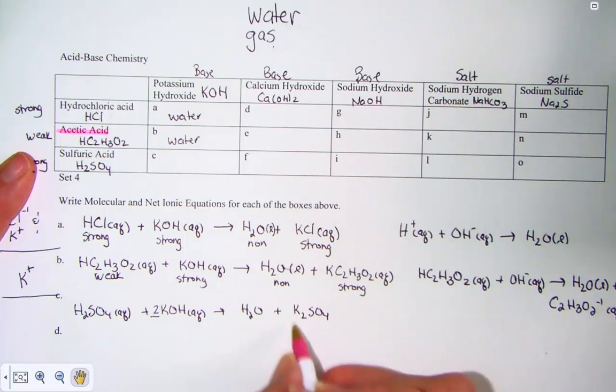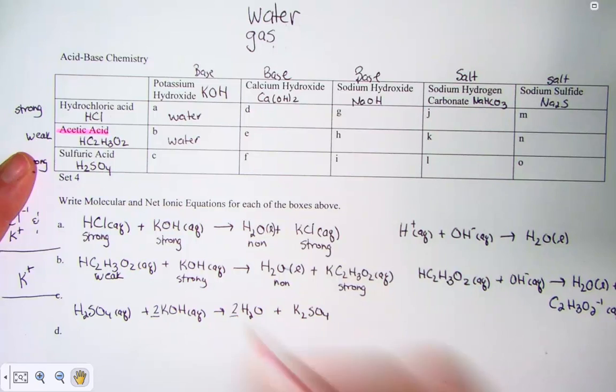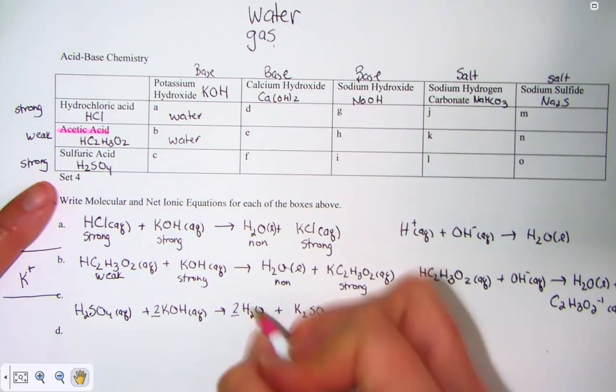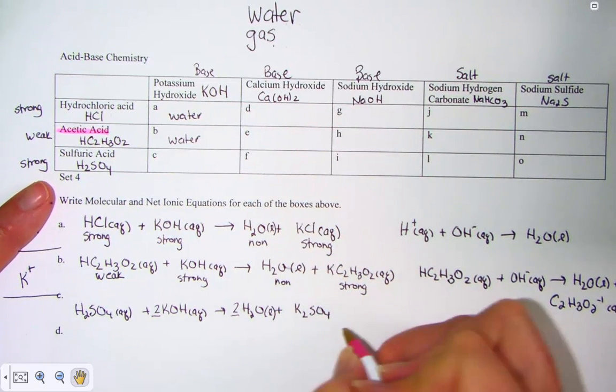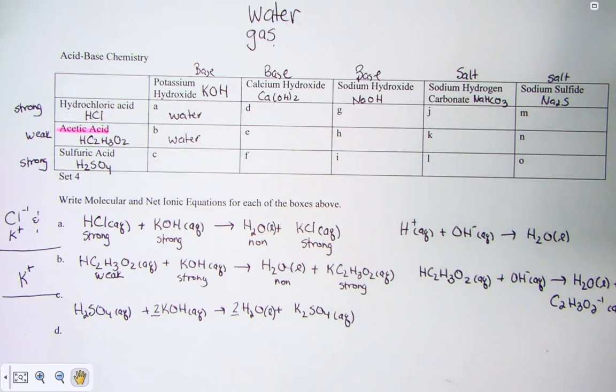2 Ks, 2 Ks, 2 H's, 2 H's, 2 OH's. We need 2 waters. Water, of course, has an L for a liquid adjective. K2SO4 is aqueous. What about spectators?